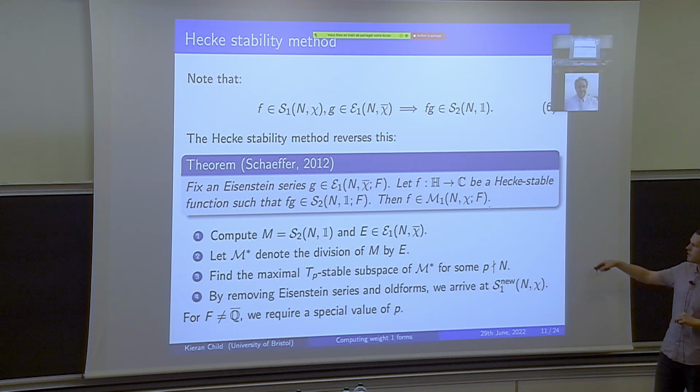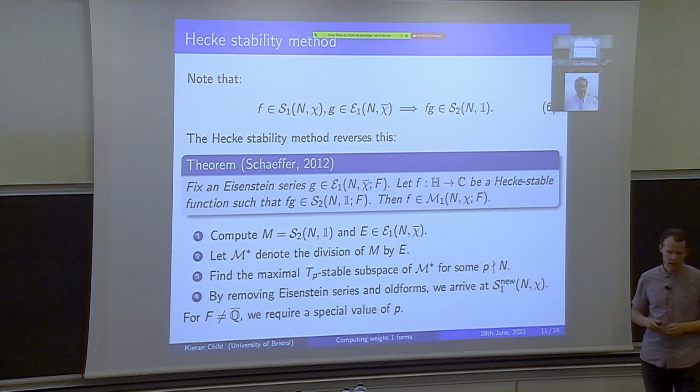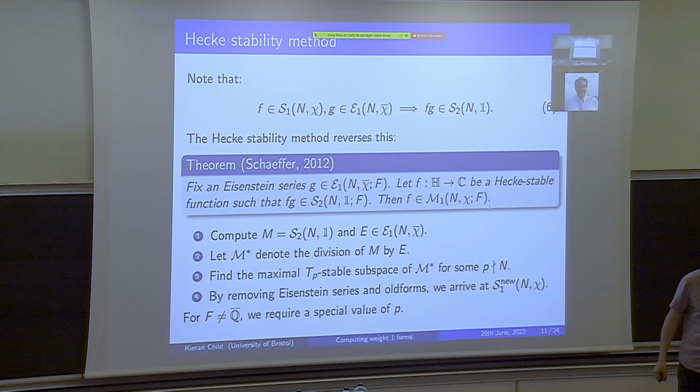Another result of Schaefer is that we don't actually need it to be stable under every Hecke operator. We can pick one specific Hecke operator, and as long as it's stable under that, we end up with the subspace of weight 1 modular forms. Remove the Eisenstein series, remove the old forms, we've got what we wanted. We've got the new forms.